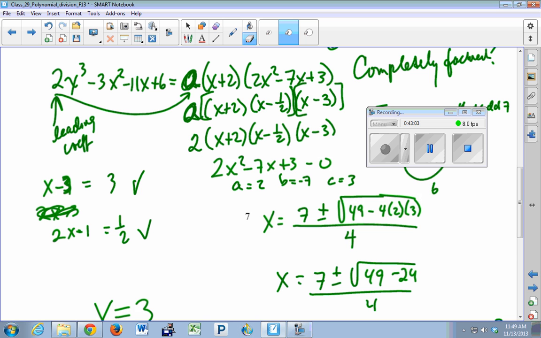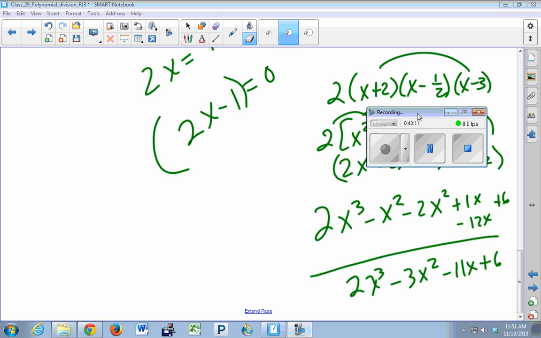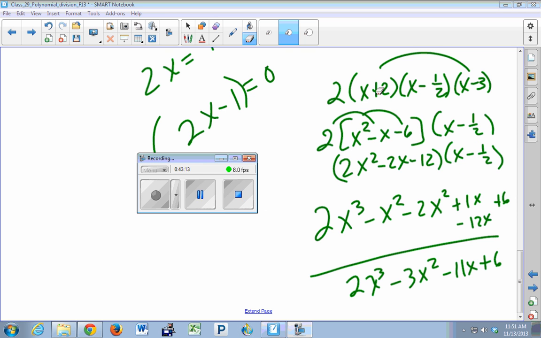Okay. And I'll multiply that out for you down below so you can see how it all works out. So if we now multiply 2 times x plus 2 times x minus 1/2 times x minus 3, we come back to our original polynomial. So we go and we find the solutions or the zeros. The original coefficient is still the same.